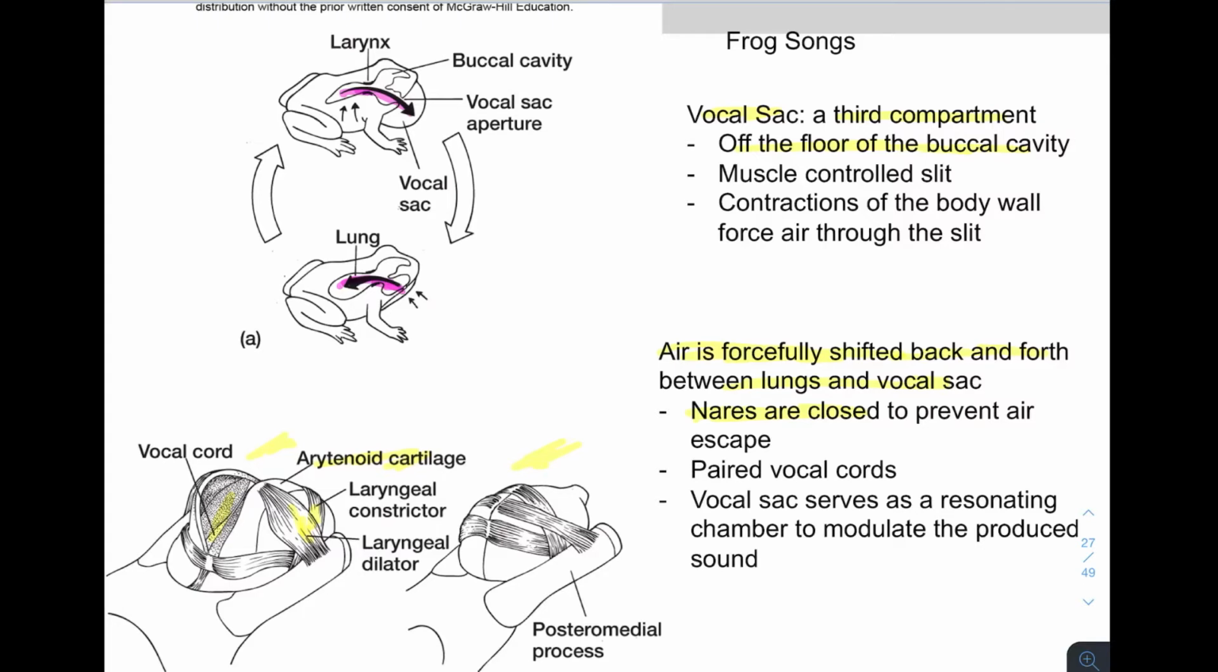Now, these are the sounds that you hear in the spring when reproduction in frogs is especially going to be more common. And this is clearly a reproductive behavior, especially for male frogs, to call upon female frogs for reproductive purposes.